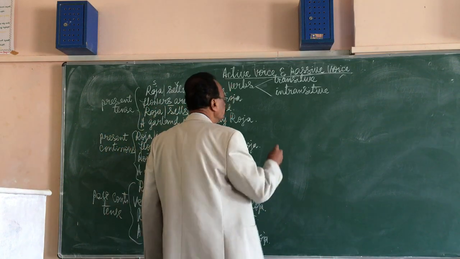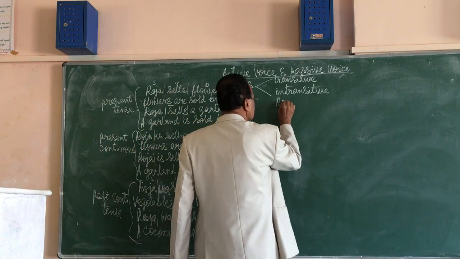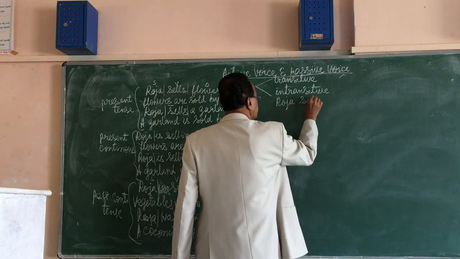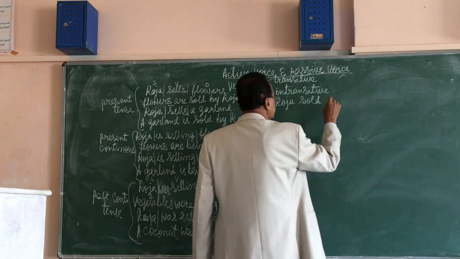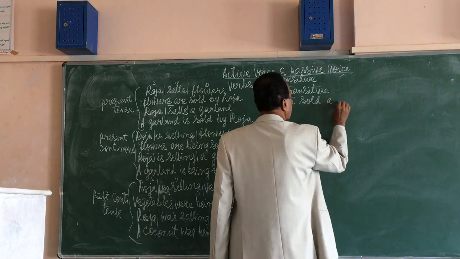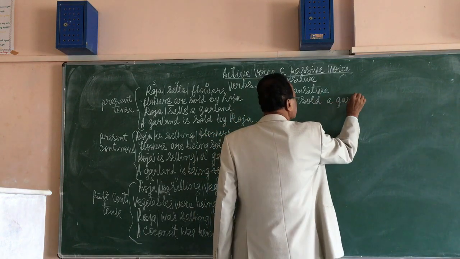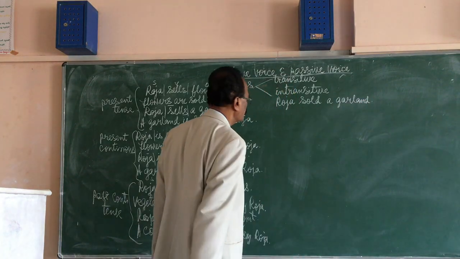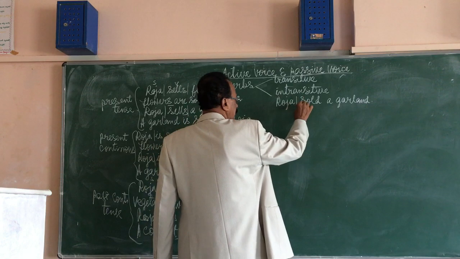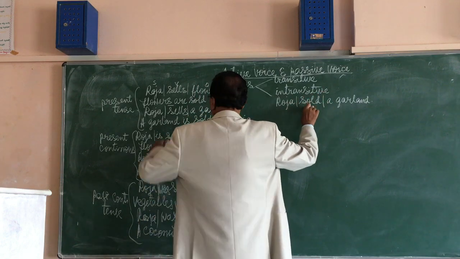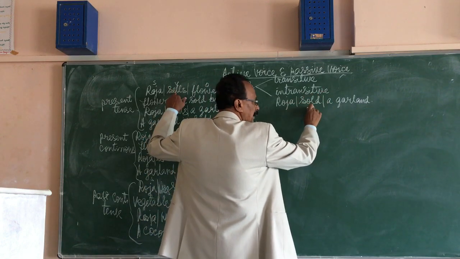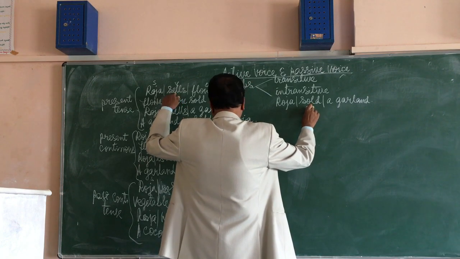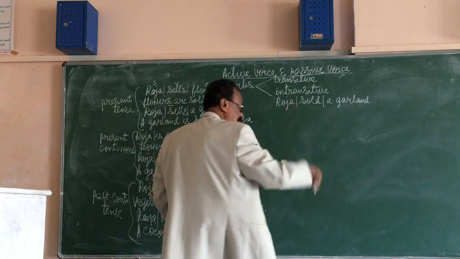Look at this one. Rohit sold a garland. Rohit is the subject, sold is the verb. See, sells is present and singular. Sell is present and plural. Sold is past tense.